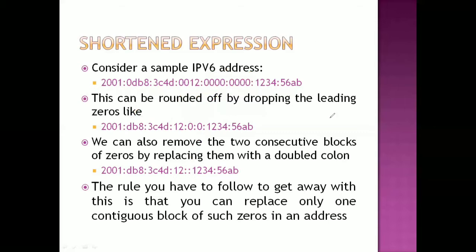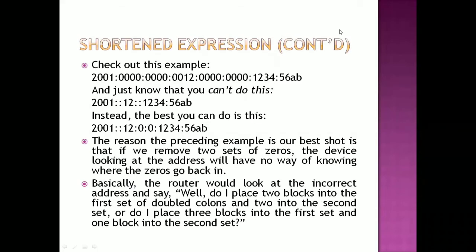So now moving to the next slide and explaining the concept of these double colons. Consider this example. This is a very good example as we now have two consecutive blocks of zeros. Here you can see two consecutive blocks of zeros, and these are also two consecutive blocks of zeros. So you cannot do this. That is, placing two double colons in an IPv6 address is not allowed.